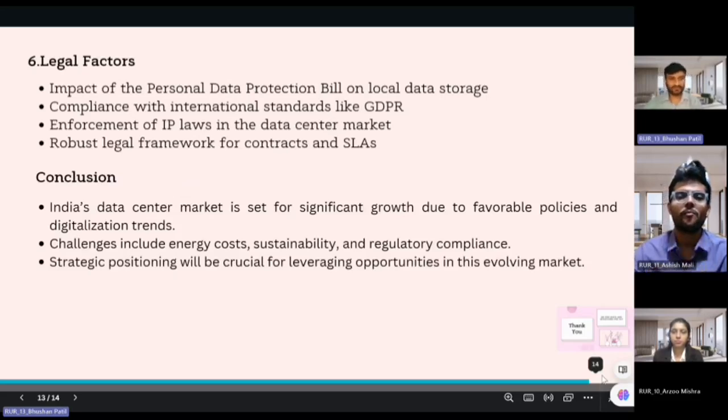So from that we conclude that India's data center market is set for significant growth due to favorable policies and digitalization trends. The challenges include energy cost, sustainability, and regulatory practices. Strategic positioning will be crucial for leveraging the opportunities in this market. So in this way we are analyzing the data center market of India.